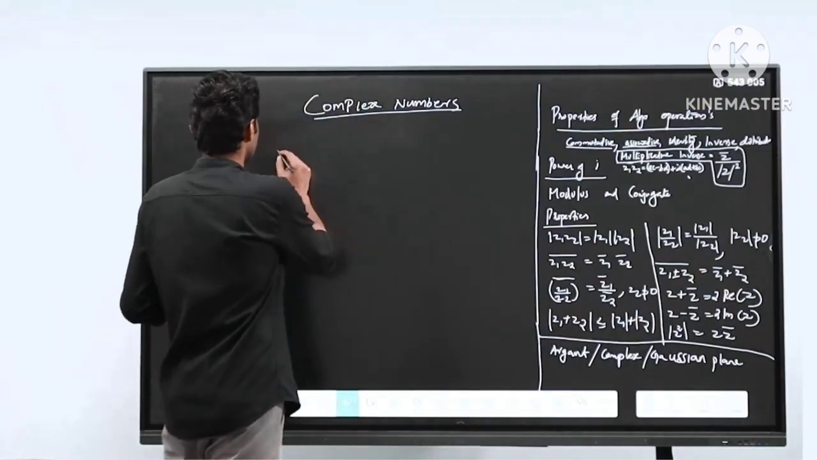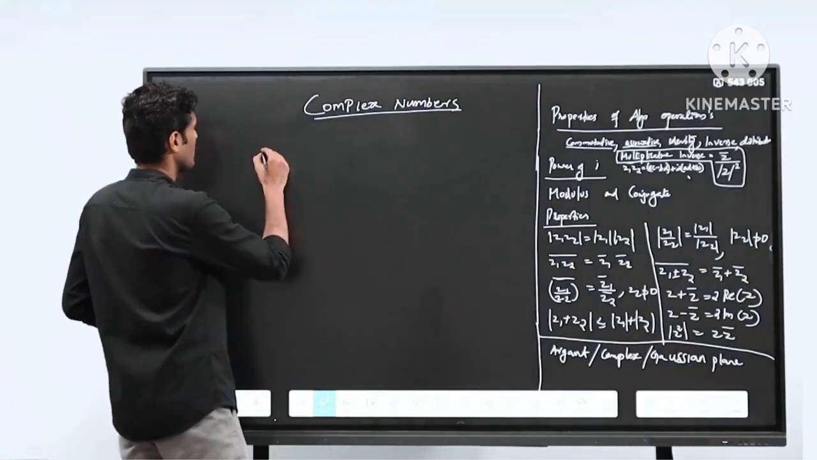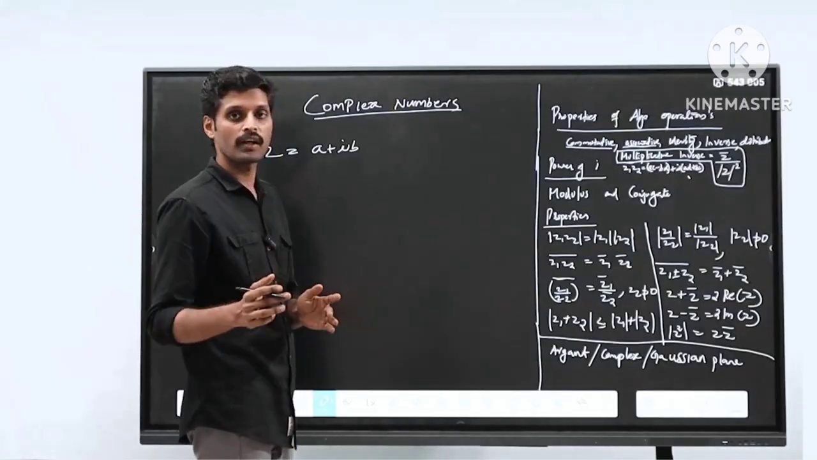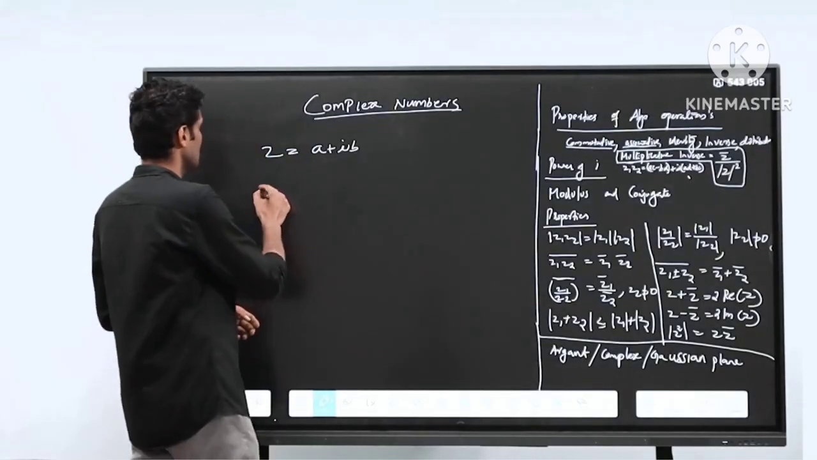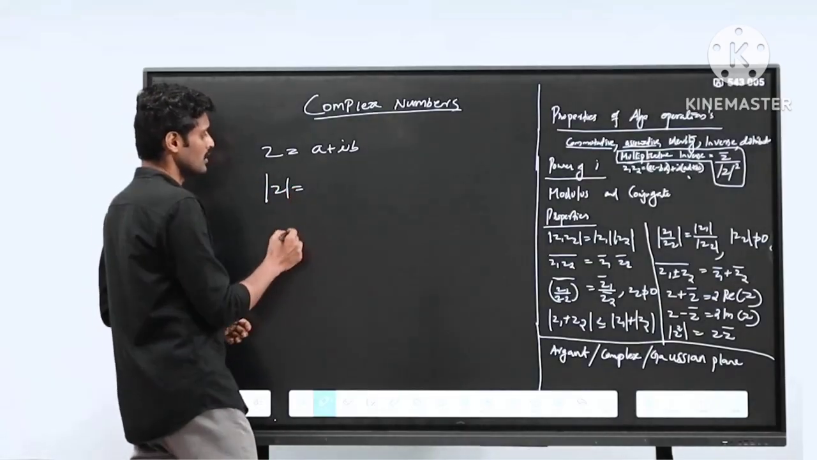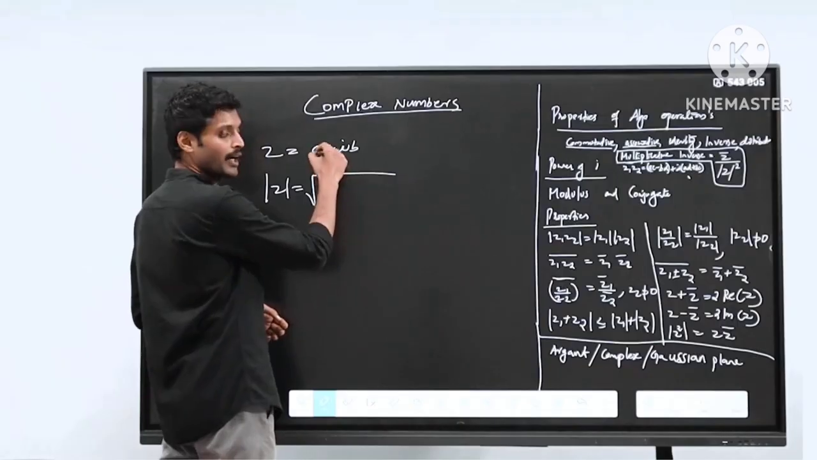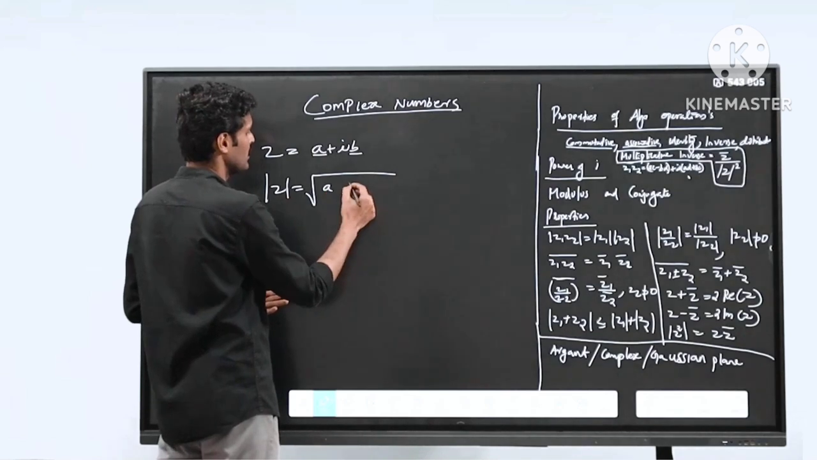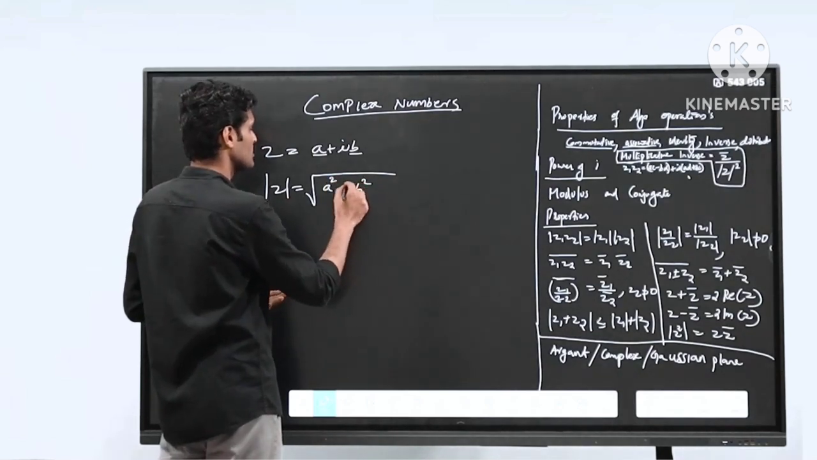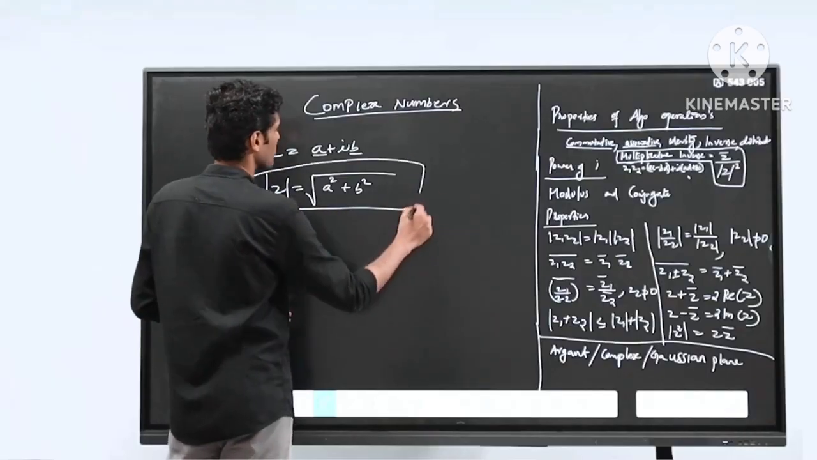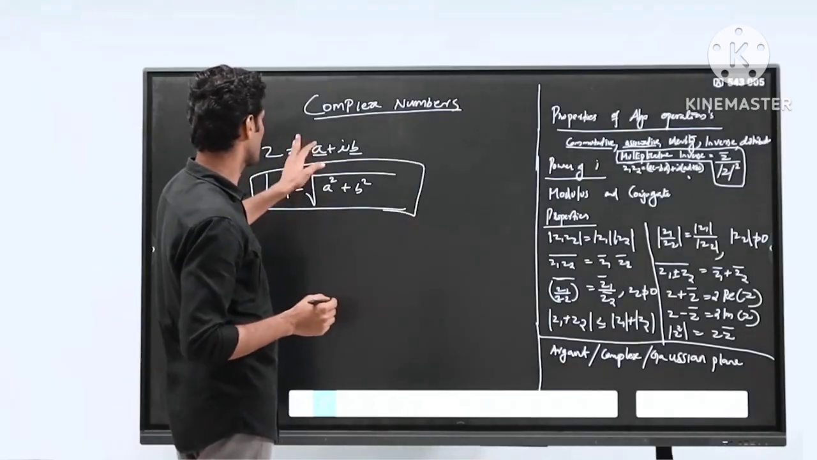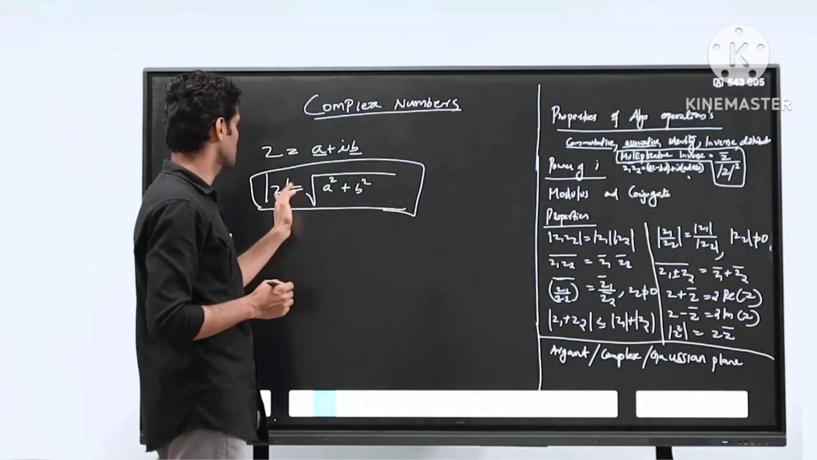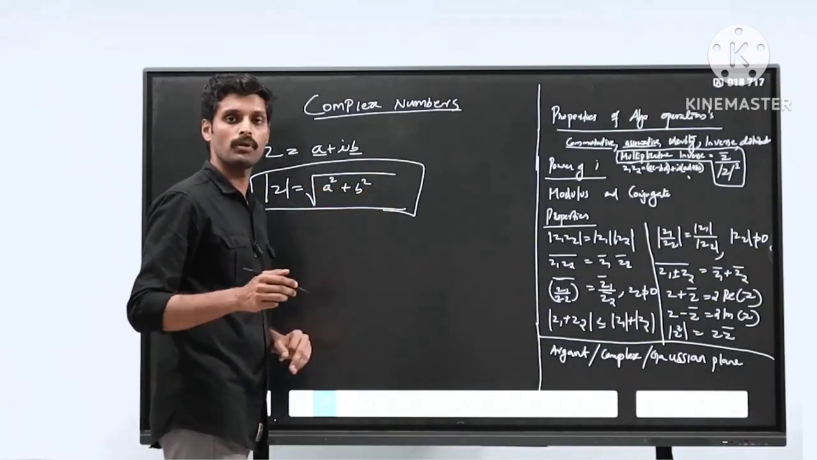Okay, if z equal to a plus ib is a complex number, then how can we find the modulus value of this complex number? Simple: mod z is obtained by taking the real numbers a and b, taking their squares and adding. So this is the formula for the mod value of z. For a complex number z equal to a plus ib, the mod value is mod z equal to root of a square plus b square.